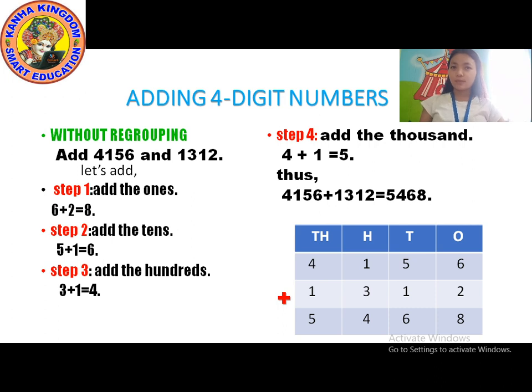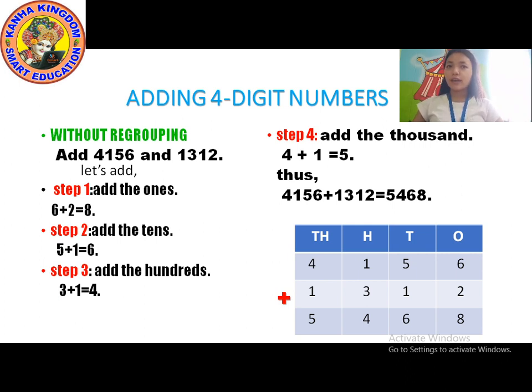And step 2, add the tens. That means the second step is add the tens. We have to add the digits which are present in the tens place. In the number 4156, 5 is in the tens place. In the number 1312, 1 is in the tens place. So we have to add 5 and 1. So 5 plus 1 equals 6.